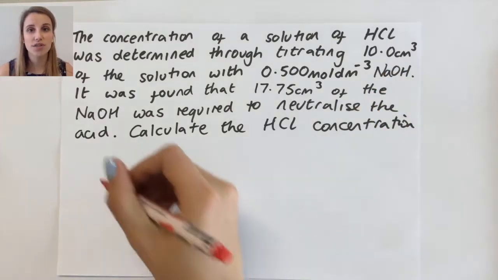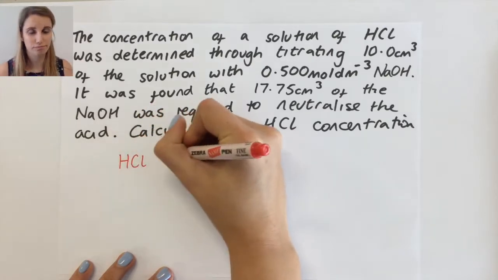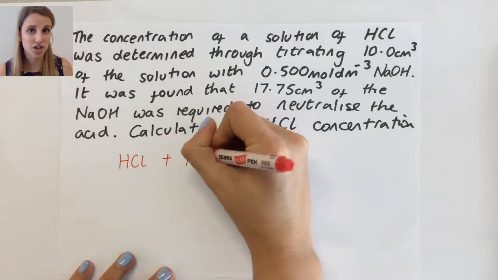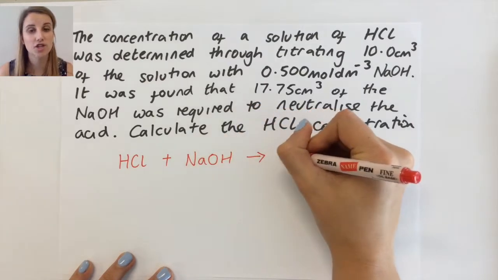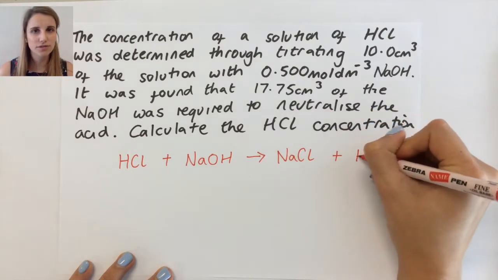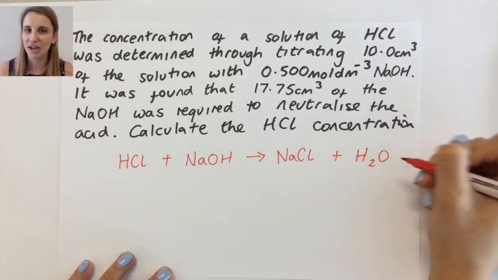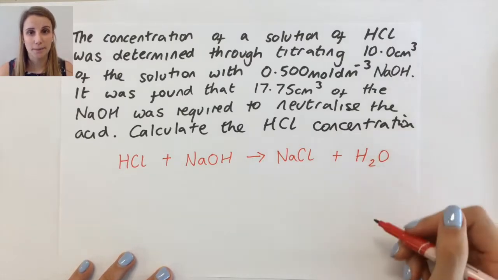So let's start with that and write our equation for the reaction. From your other science with the reactions with acids, you should know that HCl plus NaOH gives you NaCl and H2O. If you don't, then you have a different problem than what I'm going to cover in this video. So that's our reaction, that's what's happening.